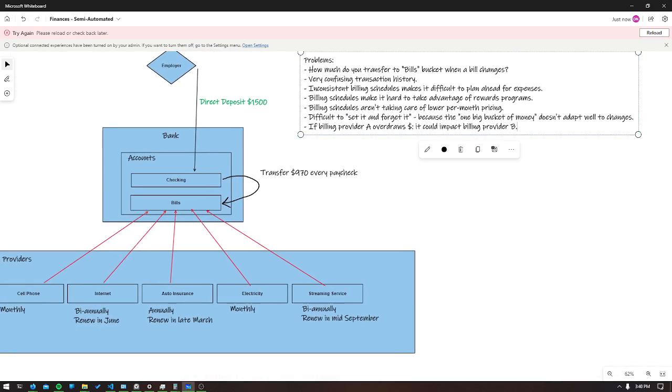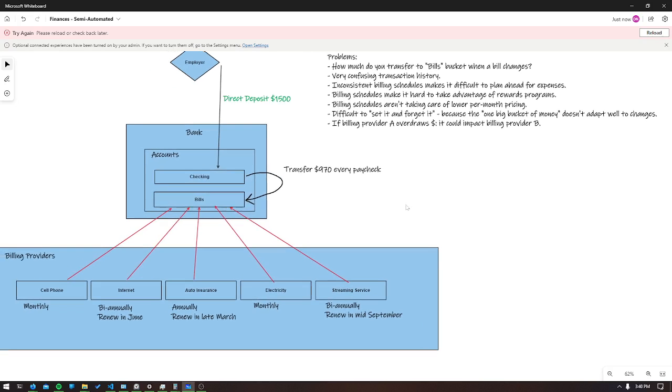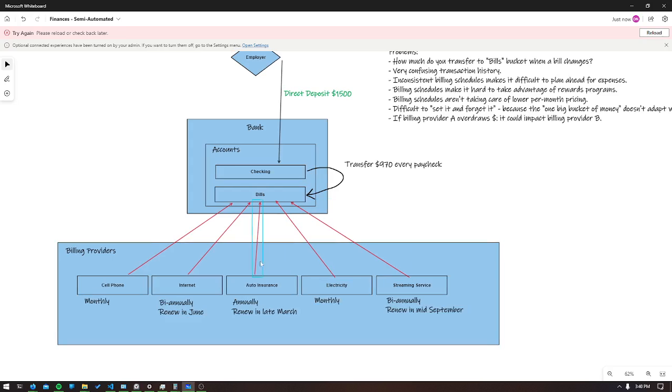And this is one of the main things in my mind. With this system, it's kind of difficult to set it and forget it, because as things change with these different billing providers, and you just have a big bucket of money right here, it's hard to say how much money you need to be inside of this overall account at any given time in order to support all of your bills coming in and any future annual or biannual expenses.